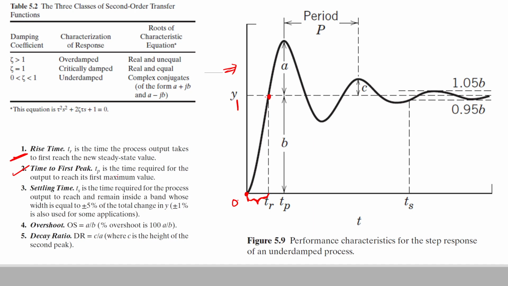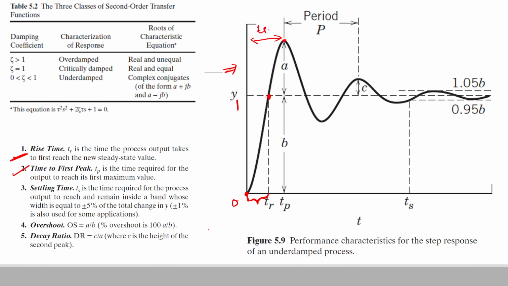This is self-explanatory, the time required by the output to reach its first maximum value. So over here the maximum value, or you can say the amplitude, will be maximum at this point, and the time taken to reach this point is time to the first peak, that is tau p.